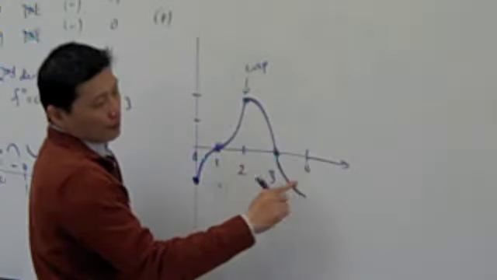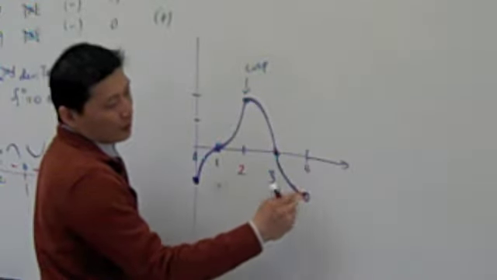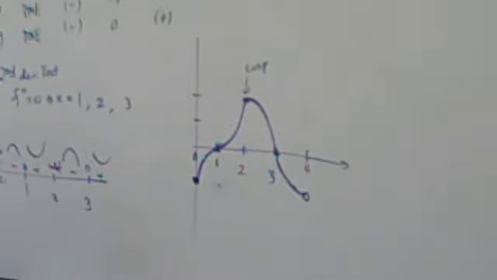Now, of course, at the end, you're going to put an open circle right here because it does not include x equal to 4. There you have it. That's the graph. That's part B. Question so far. Does it make sense to you?